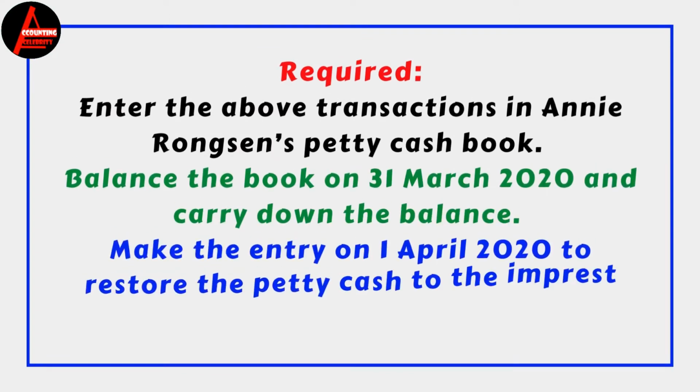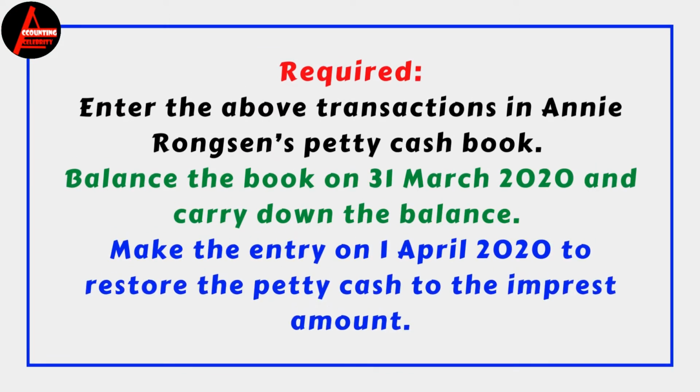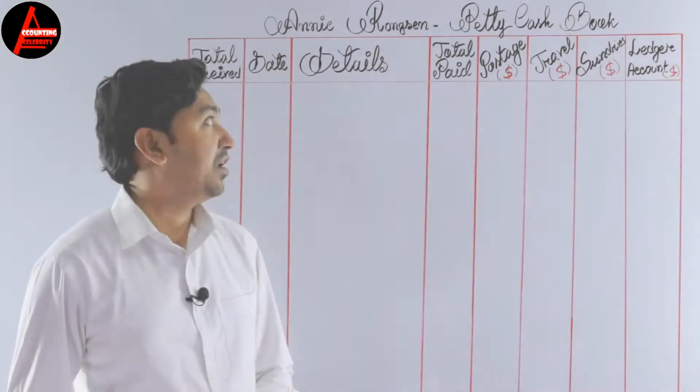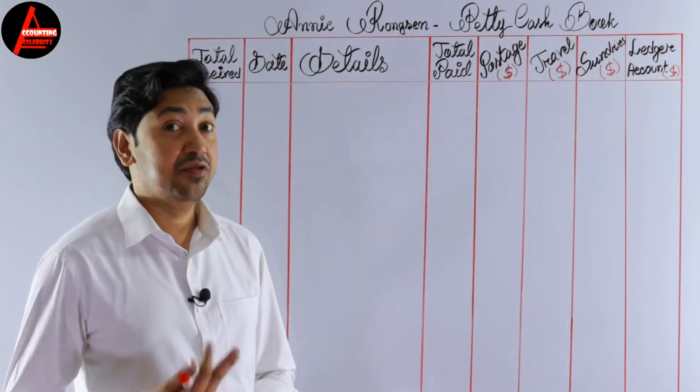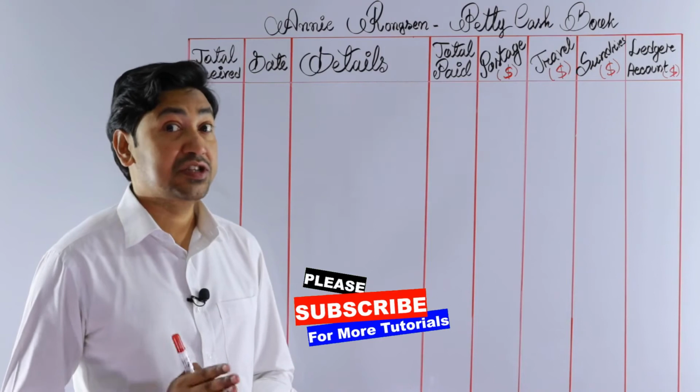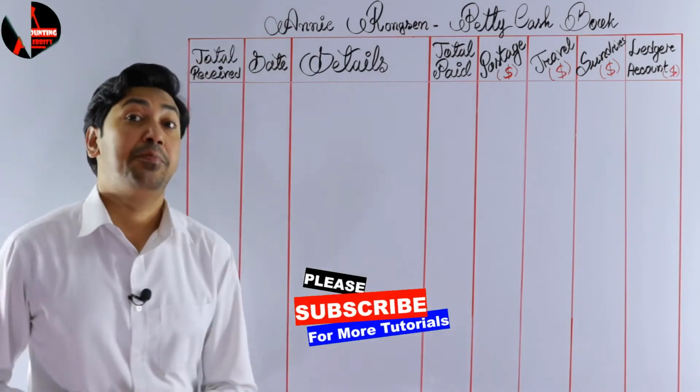So what is the requirement there? Enter the above transactions in Annie Rongsen's petty cash book, balance the book on 31st March 2020 and carry down the balance. Make the entry on 1st April 2020 to restore the petty cash to the Imprest amount. Now here we have the balance, then we have a question mark. The Imprest amount is not given here. We have to calculate the Imprest amount.